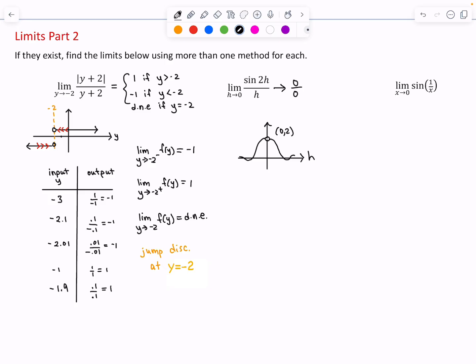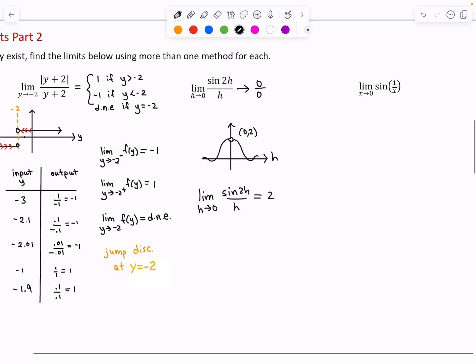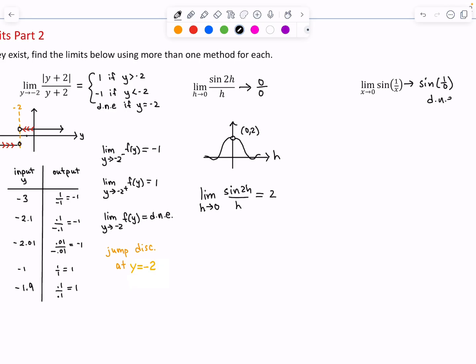The details don't matter. So in summary, the limit as h goes to 0 of sine 2h over h is in fact 2. Let's look at our third example here. X is once again our input variable. This is approaching sine of 1 over 0 as x approaches 0, but 1 over 0 does not exist. So we're going to use technology to help us determine what's going on here as x gets closer to 0.